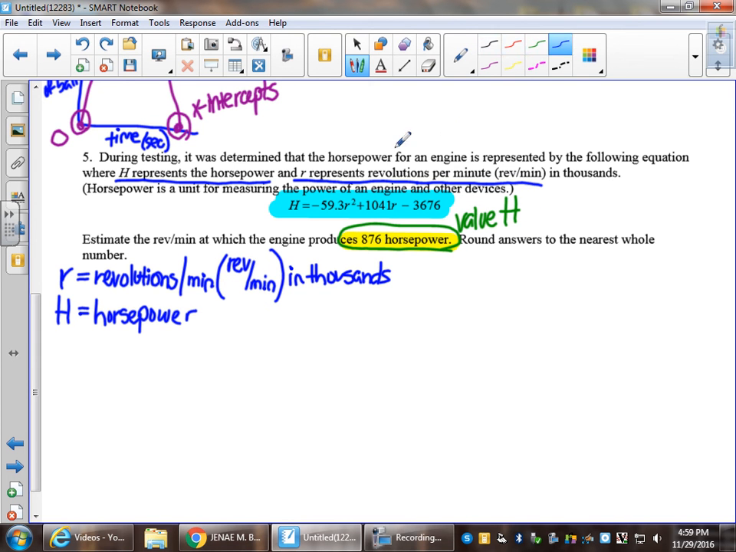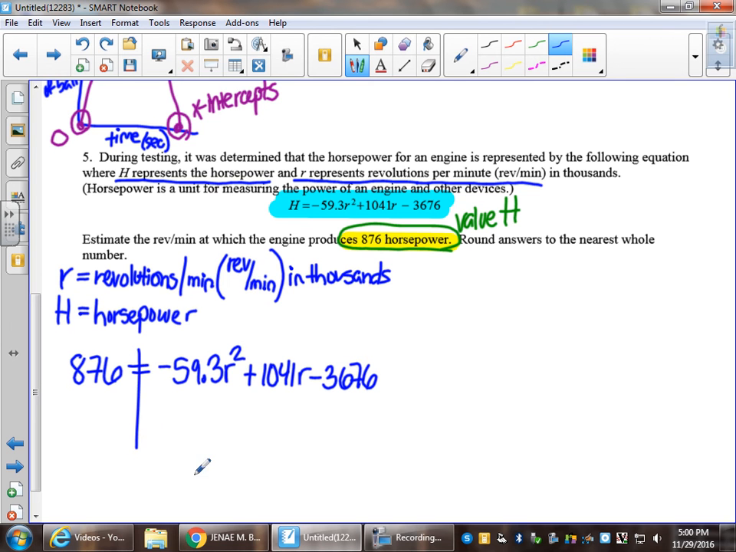So this becomes 876 equals this equation, -59.3 R squared plus 1041R minus 3,676. Definitely going to be a quadratic formula approach here. This is not 0, so you have to take care of that first.